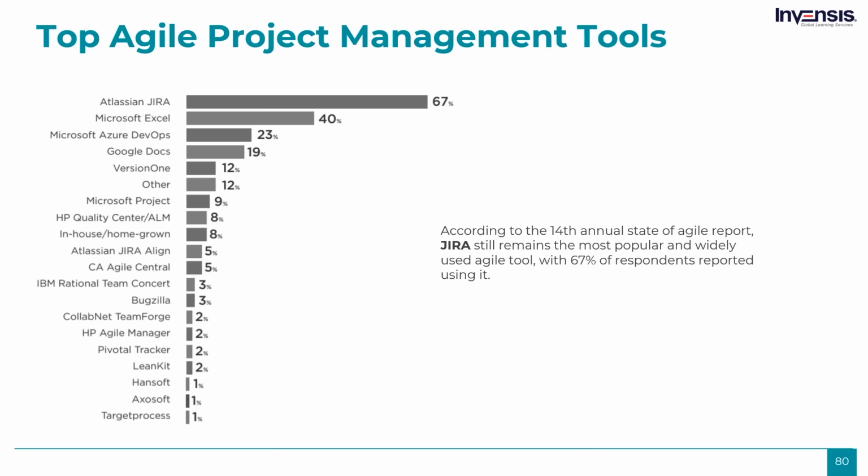According to the 14th Annual State of the Agile Report, Jira still remains the most popular and widely used Agile tool, with 67% of respondents reporting using it. Other popular Agile tools include Pivotal Tracker, VersionOne, Planbox, TeamForge, LeanKit, Asana, Axosoft, Taiga, and so many others.